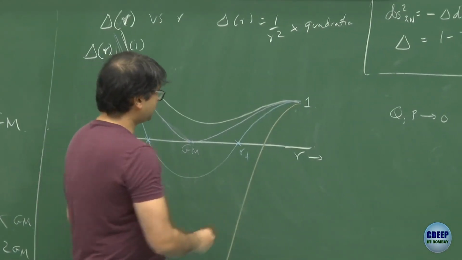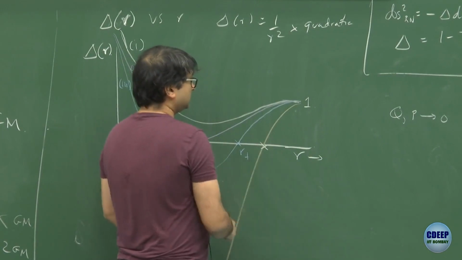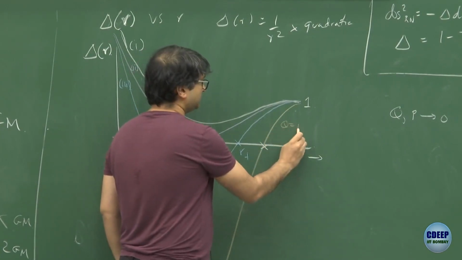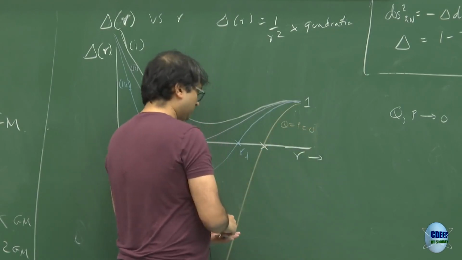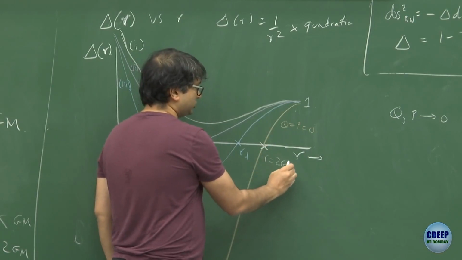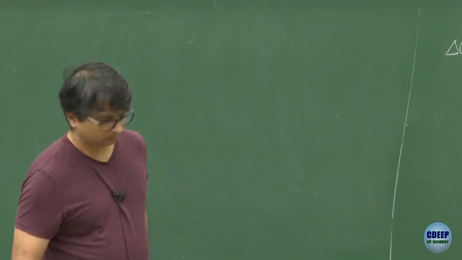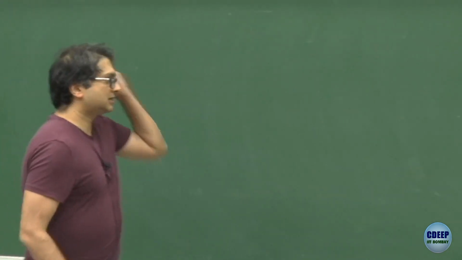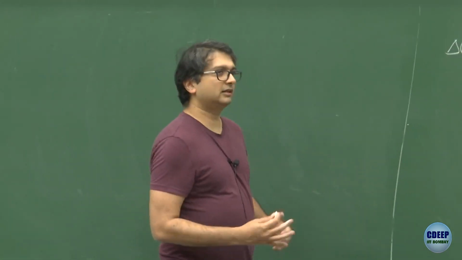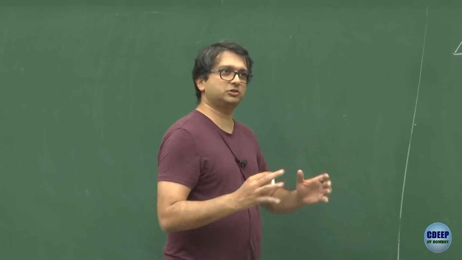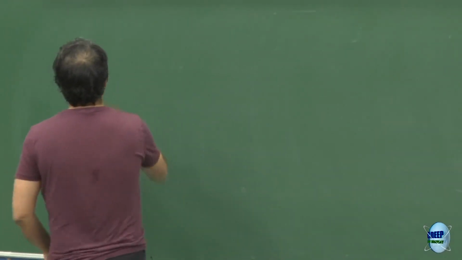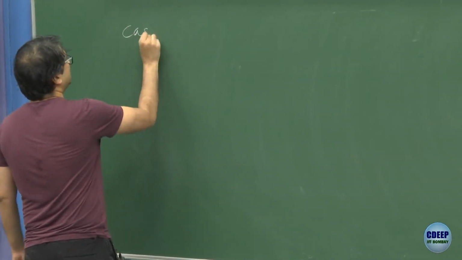And the intersection with this axis is, this orange one is the case where Q is equal to P is equal to 0, in which case you get the Schwarzschild solution, and this intersection with the axis is at r equal to 2GM. Okay, so let's discuss the nature of the solution. We'll draw the conformal diagram so that we understand the causal structure and the global structure of each spacetime. But there are several different cases to consider. So let's go case by case.